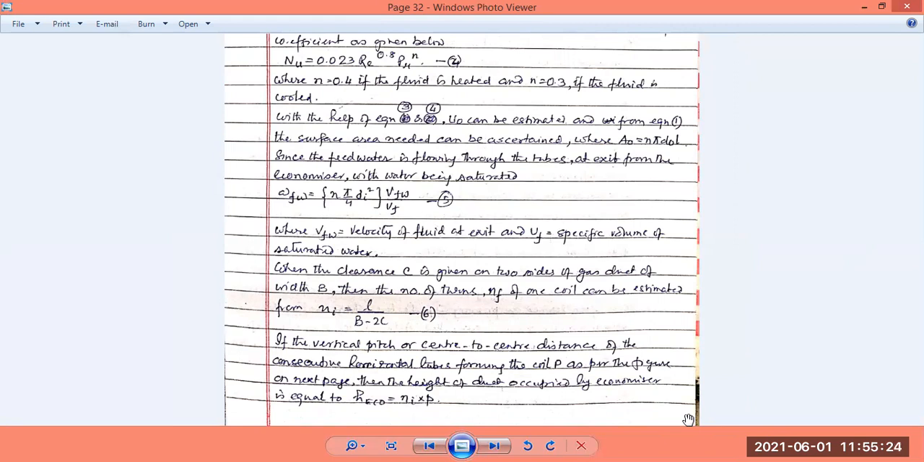With the help of equations 3 and 4, we can estimate h, and from equation 1, the surface area needed can be ascertained, where A0 = n π d0. Since feed water is flowing through the tubes at exit from the economizer, with water being saturated, ω_fw is equal to n into π di squared by 4 into v divided by vf, where di is the inside diameter of the tube, v is the velocity of the fluid at exit, and vf is the specific volume of saturated water itself. So velocity divided by specific volume, multiplied by n number of coils, multiplied by π di squared by 4, the total cross-section of the inside area.